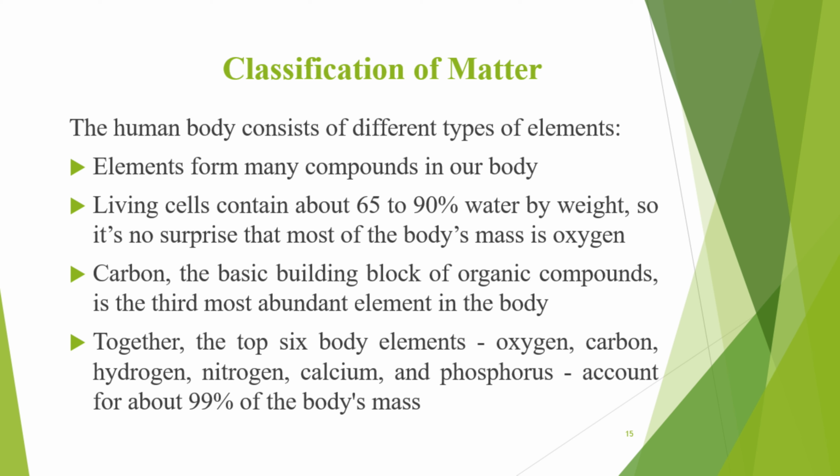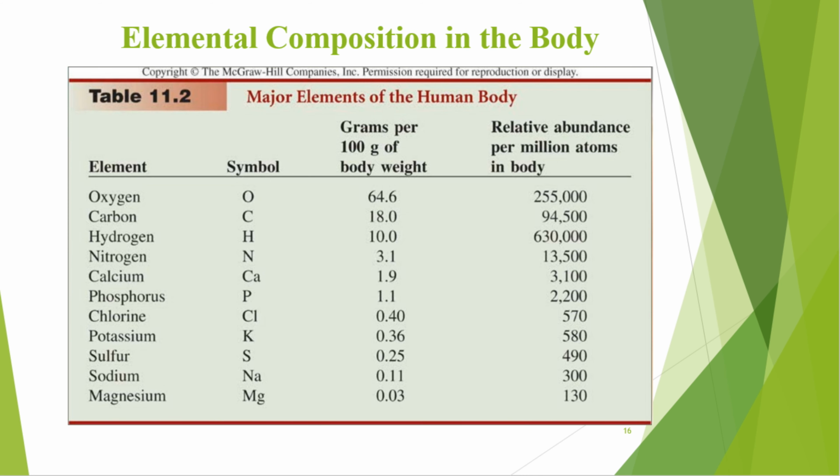Our body consists of different types of elements. Elements form many compounds in our body. Living cells contain about 65 to 90% water by weight, so it's not surprising that most of our body mass is oxygen. Carbon is the basic building block of organic compounds. It's the third most abundant element in the body. Together, the top 6 body elements, oxygen, carbon, hydrogen, nitrogen, calcium, and phosphorus, account for about 99% of the body's mass. This table summarizes the elemental composition in our body.